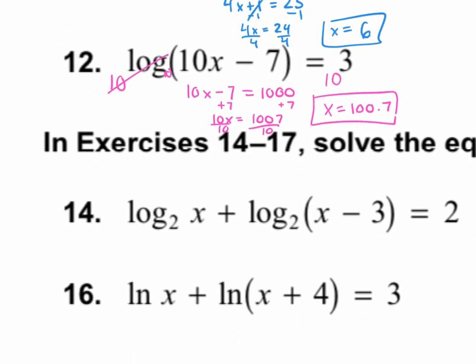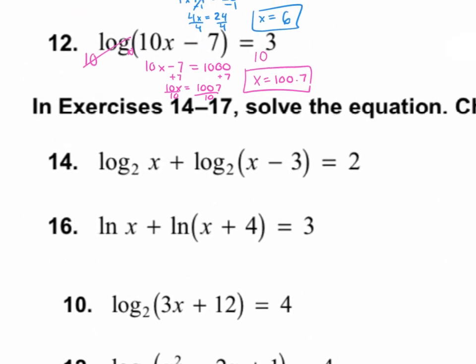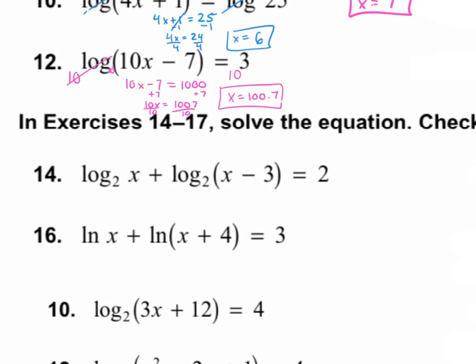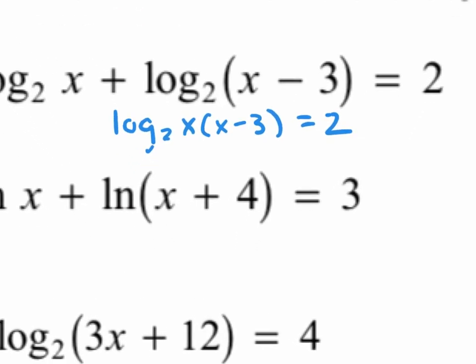All right, let's do 14. Here I have two logs on one side of my equation. I want to condense it to just one log so I can get that to cancel. How do I condense this to one log? Multiply. So I have log base 2 of x times x minus 3 is equal to 2. So I just condensed it to one log. Now how can I get rid of that log in my equation? Make the big base 2. So 2 to the power of log base 2 cancels.